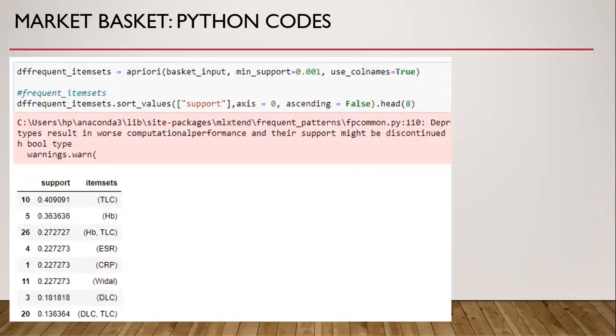Then this is the coding for apriori. So we get different item sets and their frequency. This is the coding. So we have TLC with support of 0.4, HB with support of 0.36, HB and TLC combination with support of 0.27. So this is in descending order. We have sorted it. Since this is a data frame, we can use sort values.